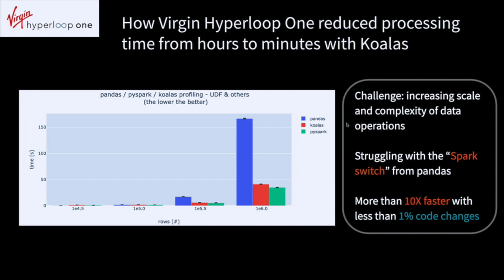We have a guest blog post from Hyperloop One, and they show more than 10 times faster with less than 1% code changes. Please read the blog post for more detail.